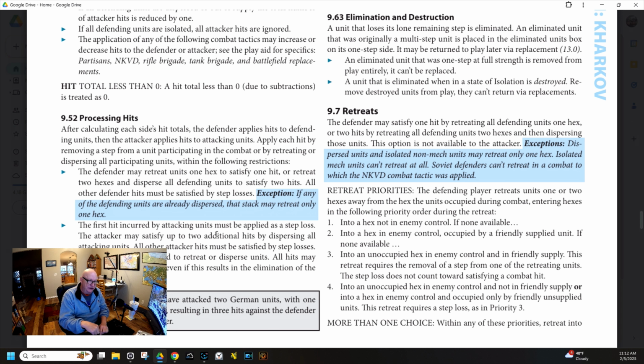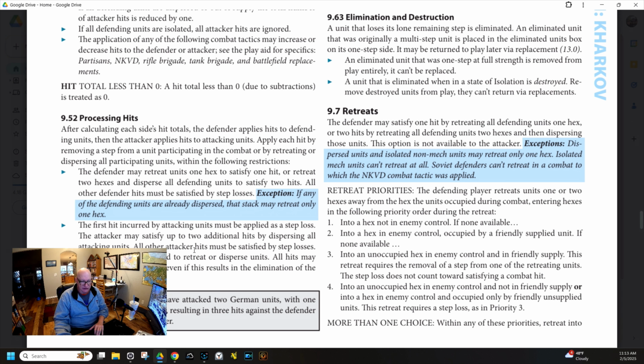So you don't take each individual unit, you take all the units and you retreat them 1 or 2, depending on how many steps you want to take off. Exception, if any of the defending units are already dispersed, that stack may retreat only 1 hex. The first hit incurred by the attacking units must be applied as a step loss. The attacker may satisfy up to 2 additional hits by dispersing all of the attacking units. A player is never required to retreat or disperse units. All hits may be applied as step losses, even if this results in the elimination of the unit.